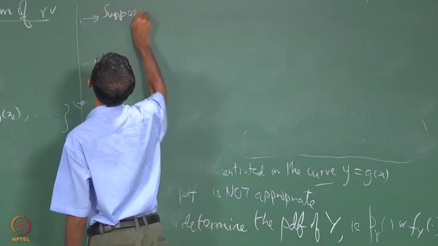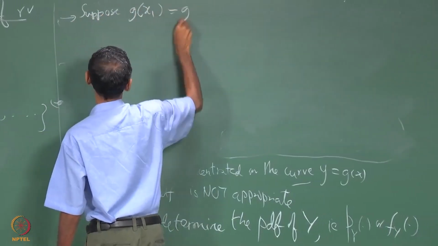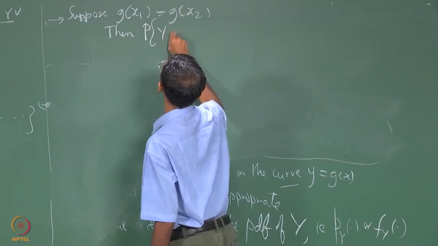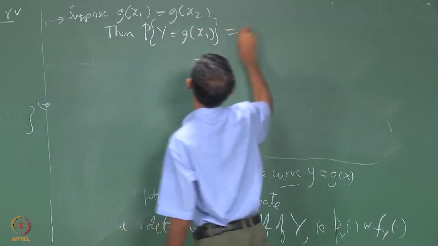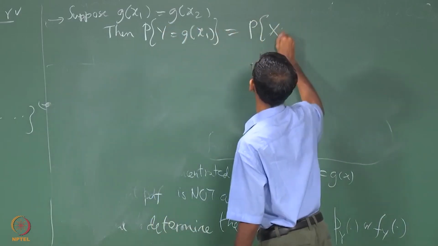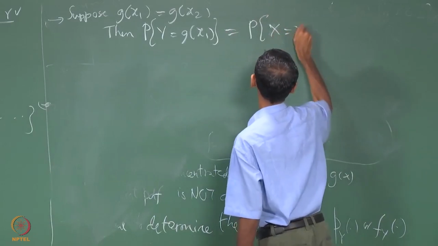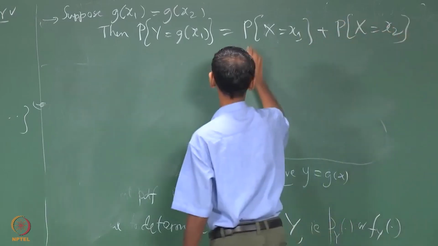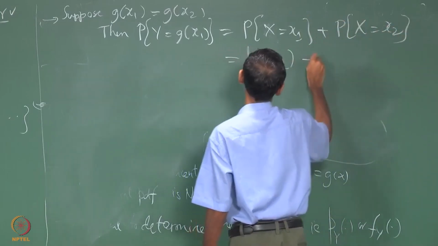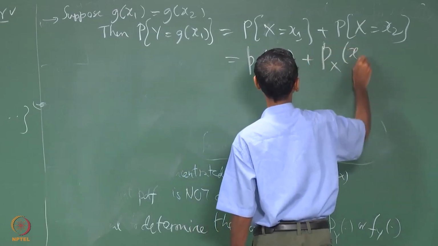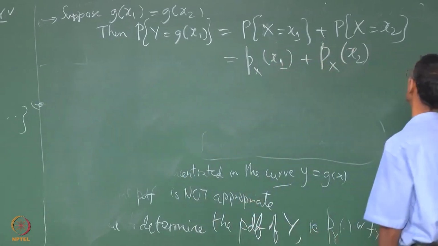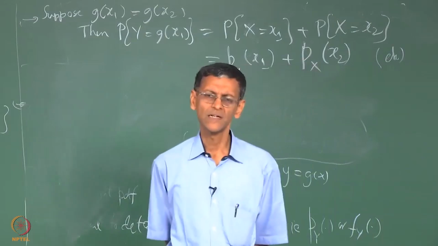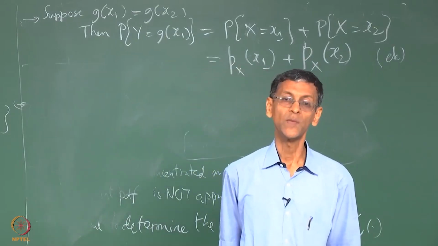Suppose, let us say g of x1 is equal to g of x2, then P of y equals this, x1 and x2. And how did we write this? We wrote this as small p of x1 plus this function p of x we used. So this procedure can be repeated as needed for all points in omega y.